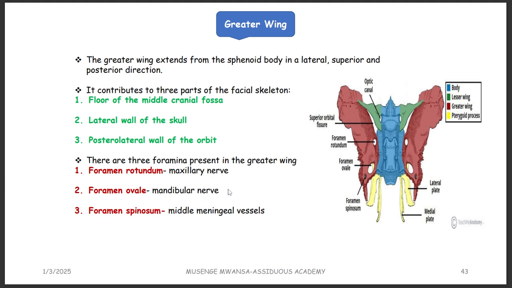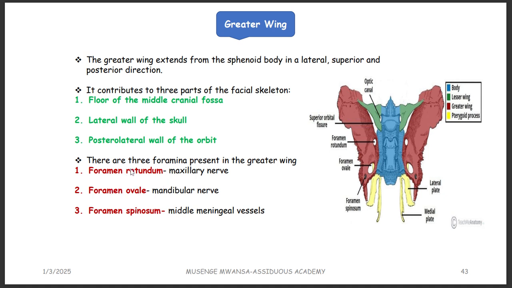When you talk about cranial nerve number 5, the trigeminal nerve has got three branches: the maxillary branch, the mandibular branch also. It also has got the ophthalmic, which goes to the eye. But specifically, the mandibular and the maxillary will pass in these canals.